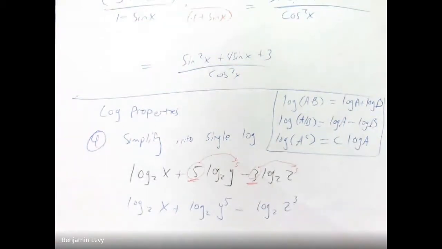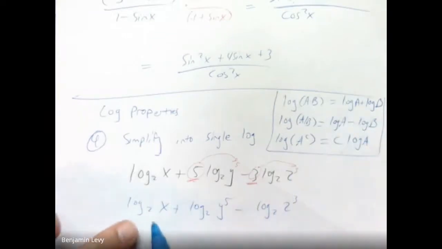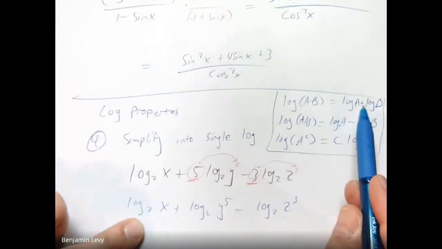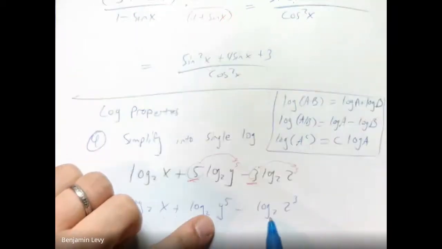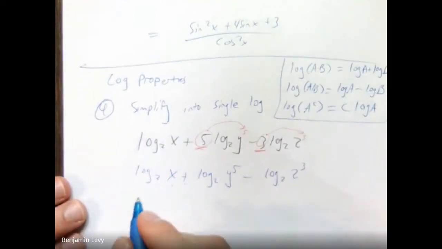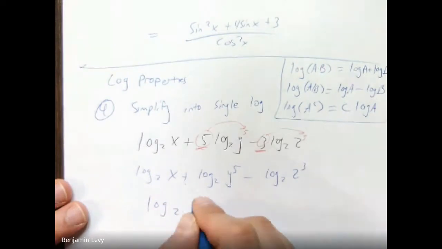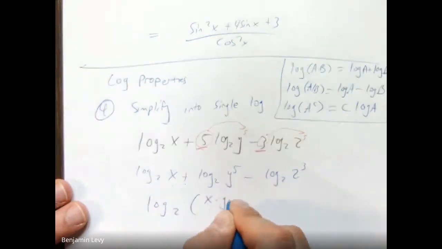And now we can use properties 1 and 2 because now we have a 1 in front of all those logs, just like there are in the properties. And so these two things are being added, and so we could multiply them. And these two things are being subtracted, and so we could divide them, right? And so when we do both those things, I'm going to do them both together. I hope that's okay. It would look like this. You multiply the x and the y to the 5th, and then you divide by the z cubed.